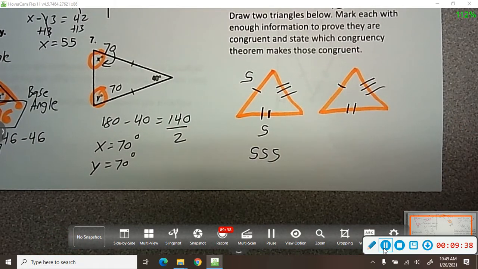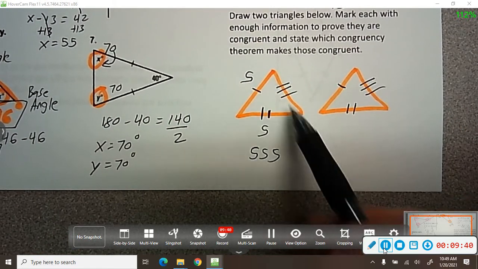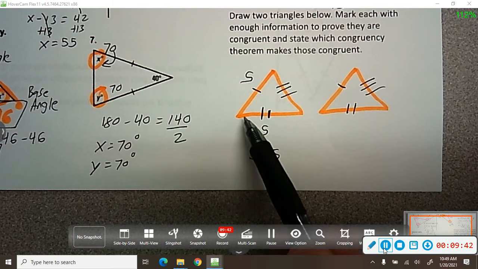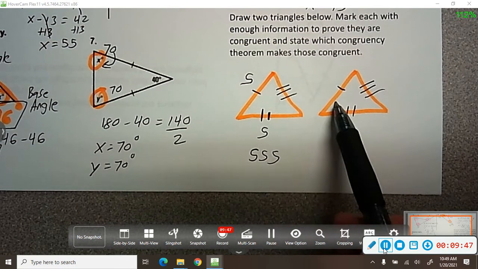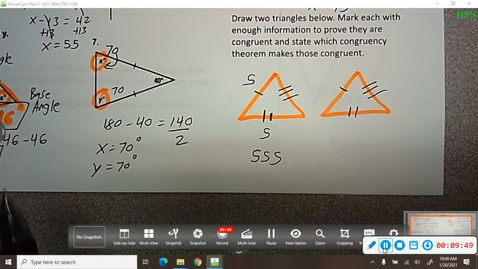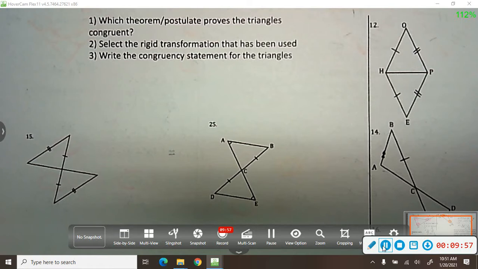So by the SSS, we know these triangles are congruent, which also makes the angles congruent. So if this is 30 degrees, that's 30. If that's 40, that's 40. Because by using the SSS, side, side, side, that shows congruency.